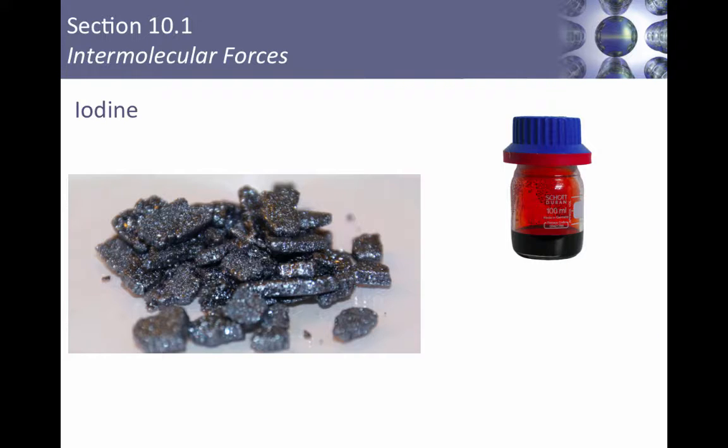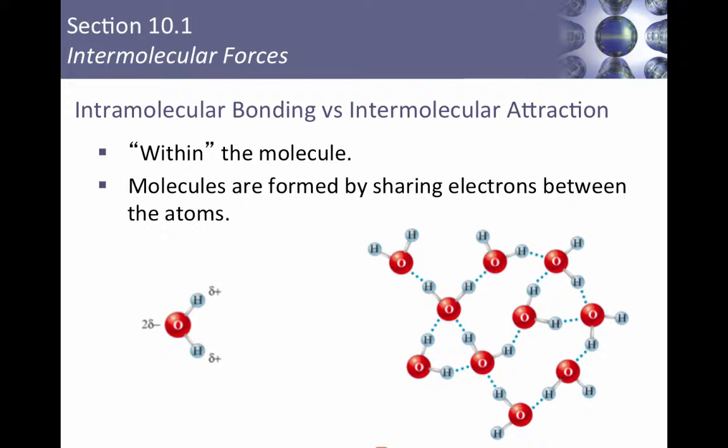Some things are solids at room temperature, like iodine. Other things are liquid, like water, or in this case, bromine. So this raises the question, what is it that determines whether or not a substance is a solid, liquid, or a gas? Which is really just another way of saying what accounts for the difference in boiling point and melting point between different substances. So in order to answer that question, we're going to take a look at what's referred to as intermolecular force or intermolecular attraction.